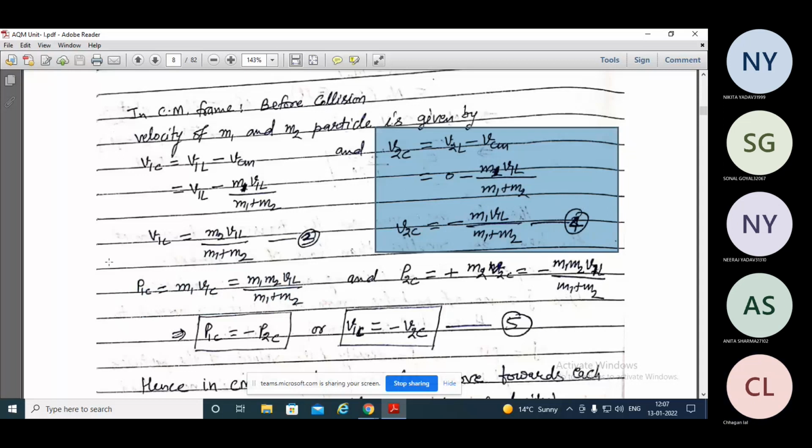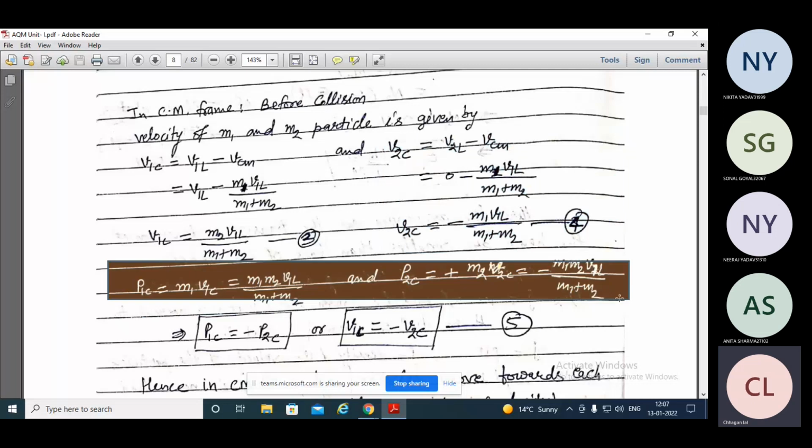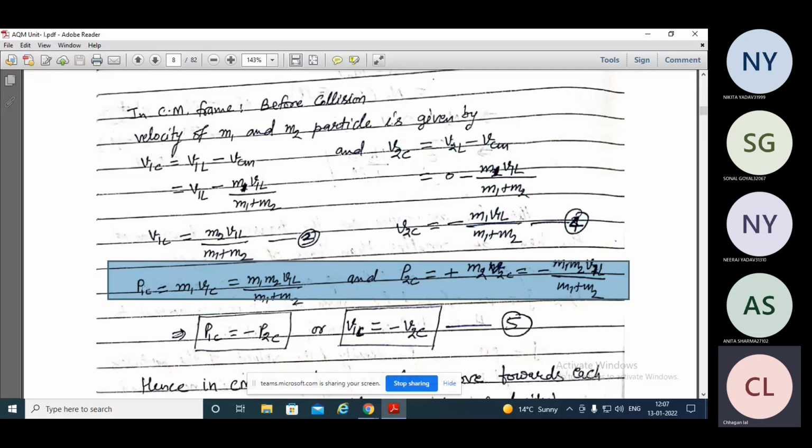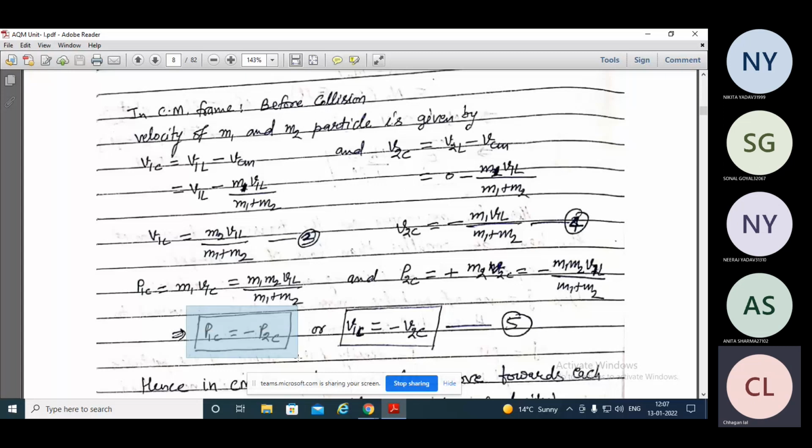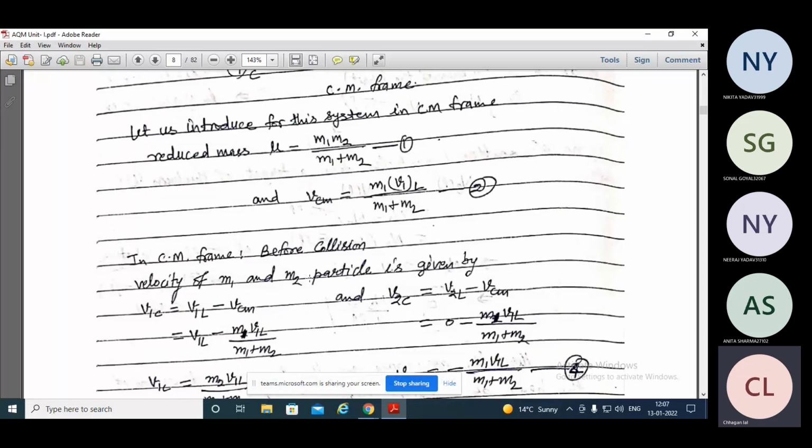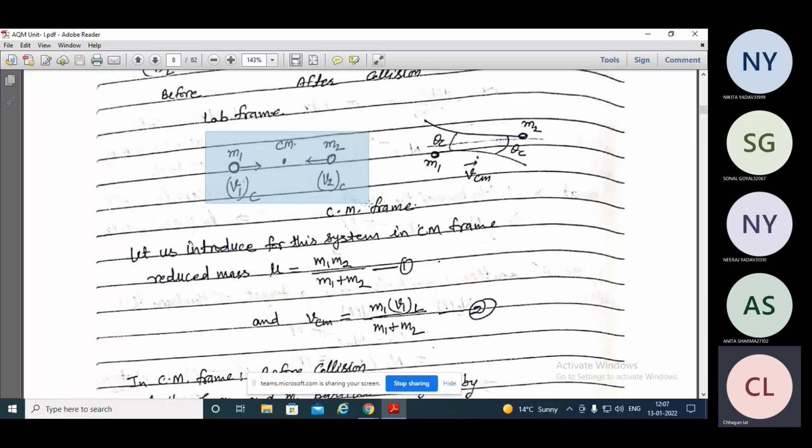From the calculation of the momentum for the m1 particle and the m2 particle in the C frame, we get an important result: the momentum of the first particle is equal to the momentum of the second particle but opposite in direction. So we can represent p1C equal to minus p2C. These are vector quantities, and that is why we represent the particles as moving towards each other.